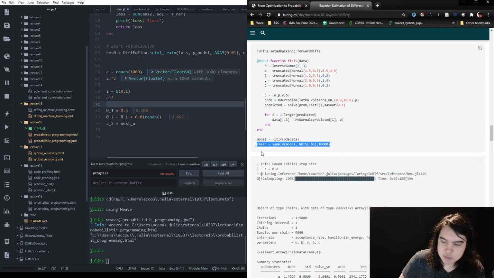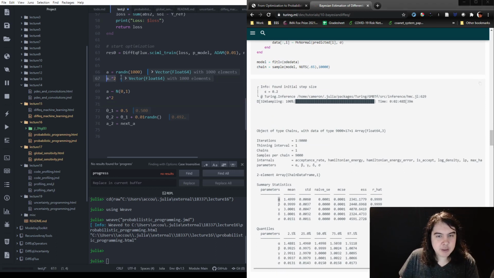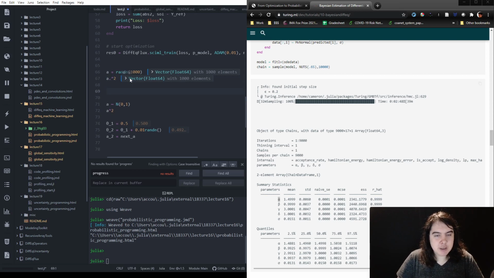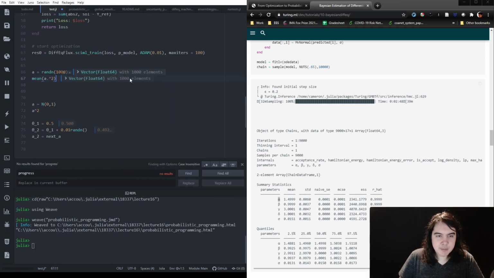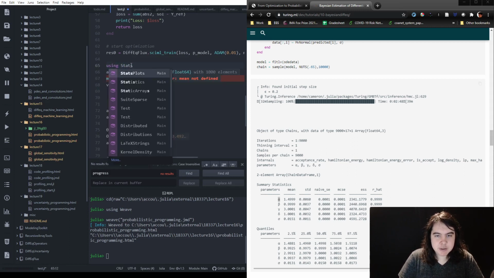the probability distribution. So if I wanted to understand, here I have a bunch of samples of A, and I want to understand what is the probability distribution of A squared. The first thing I can do is look at what is the mean of A squared? What is the variance of A squared? I need to be using statistics.